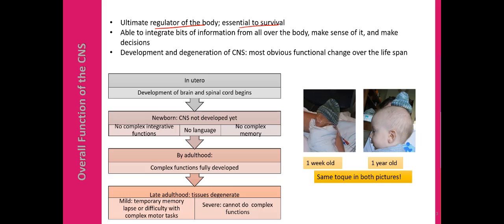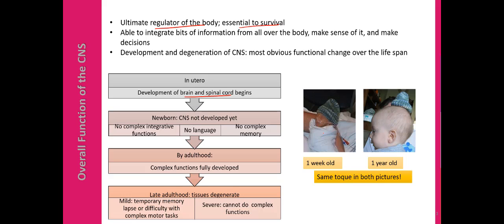We know that the central nervous system develops and degenerates over the lifespan of a healthy individual, and this starts in utero, in the mother's womb, where the development of the brain and the spinal cord begins. As a newborn, the central nervous system is not fully developed yet, and you can actually see that in the pictures on the right.